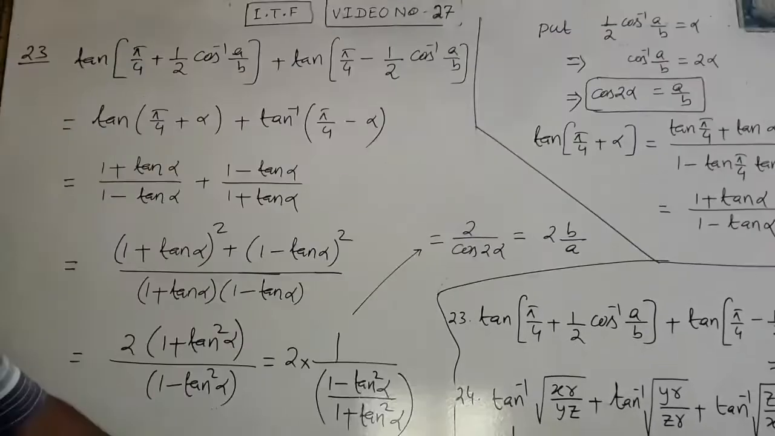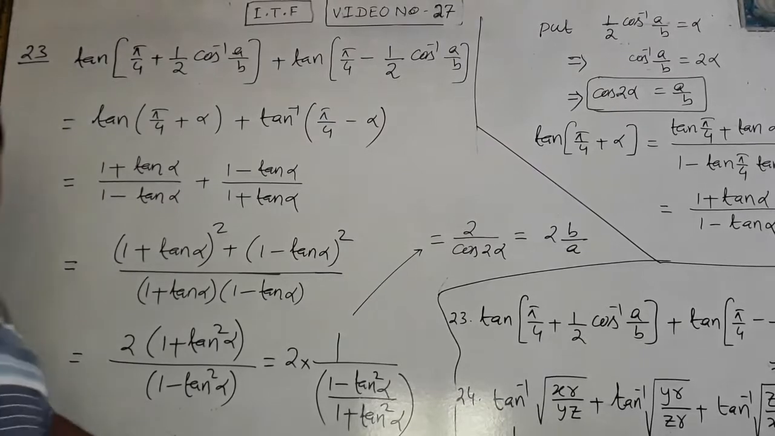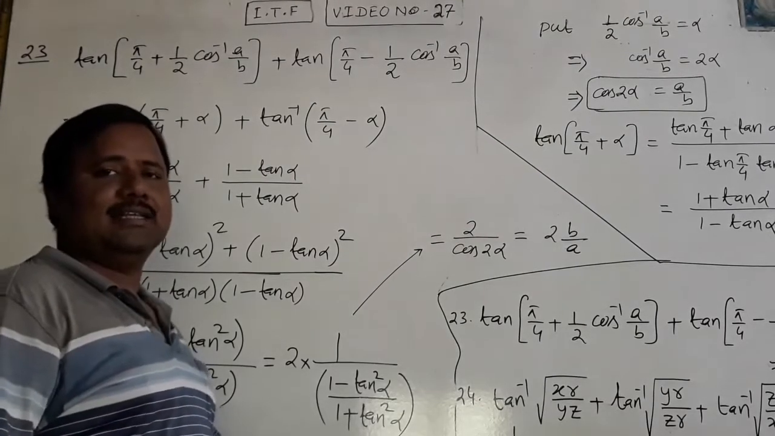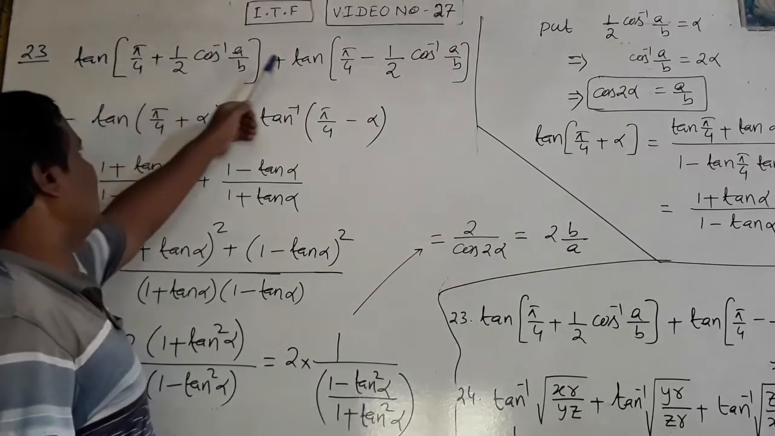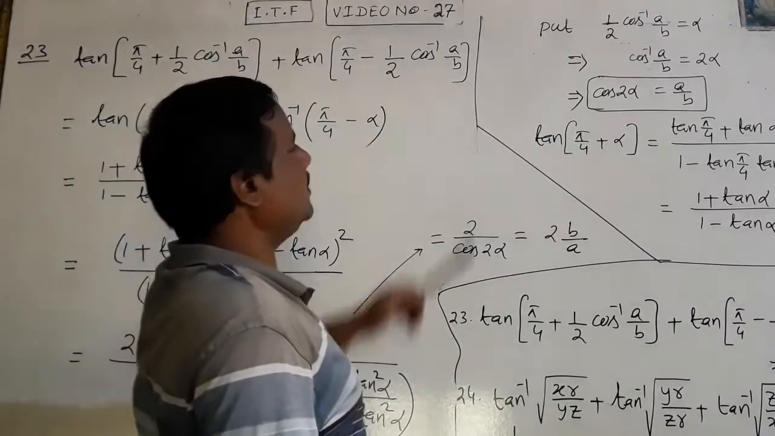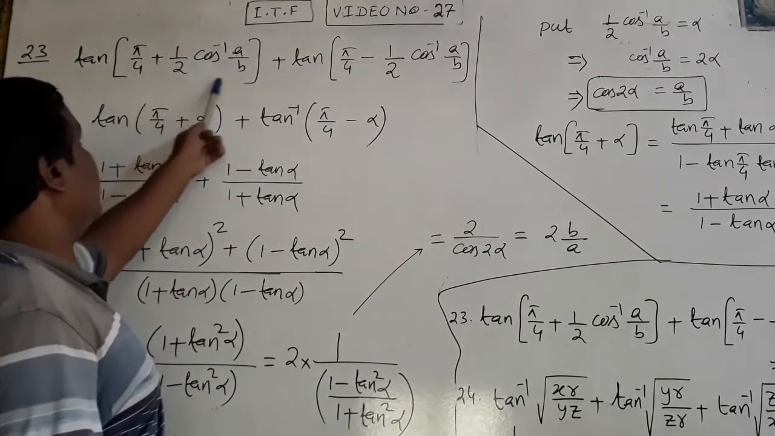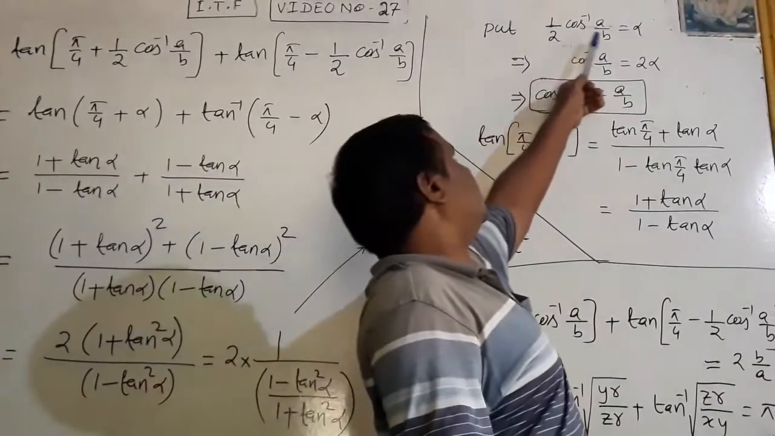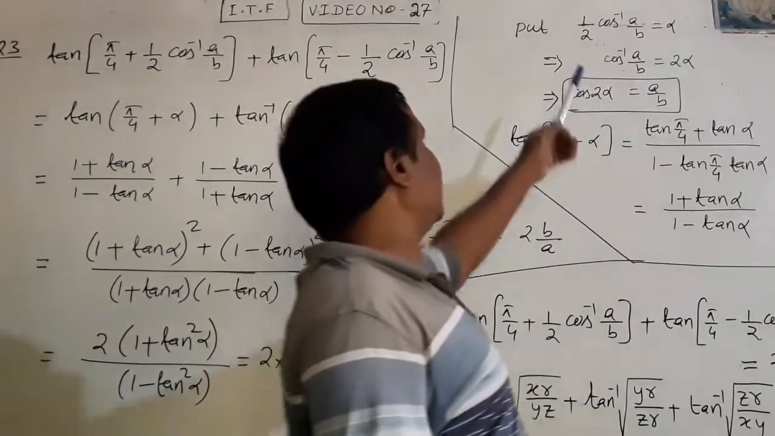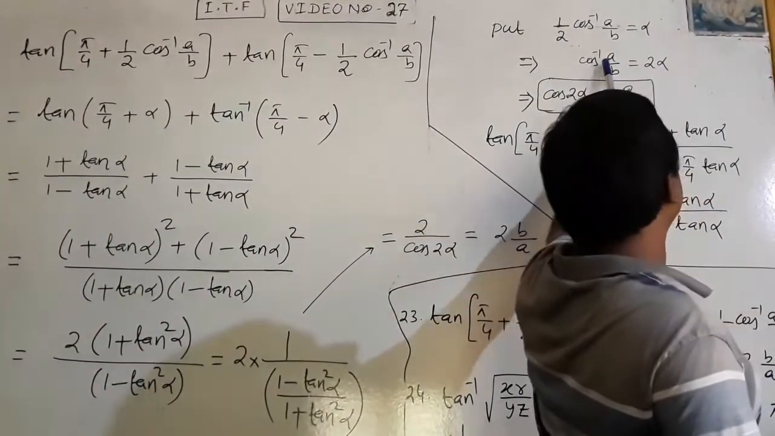Okay. Many times in examinations, while checking the papers, I have seen students doing tan a plus b, then applying the tan a minus b formula. It will be very lengthy because it is a very long thing. So for this, first put cos inverse a by b as alpha, then cos inverse a by b is 2 alpha, then cos 2 alpha is equal to what?